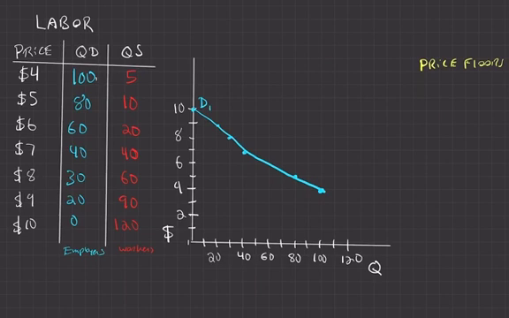But if I demand your work, I don't want to pay more for workers than I have to, so I'll demand fewer workers at higher prices. The same thing as you demand fewer goods at higher prices.